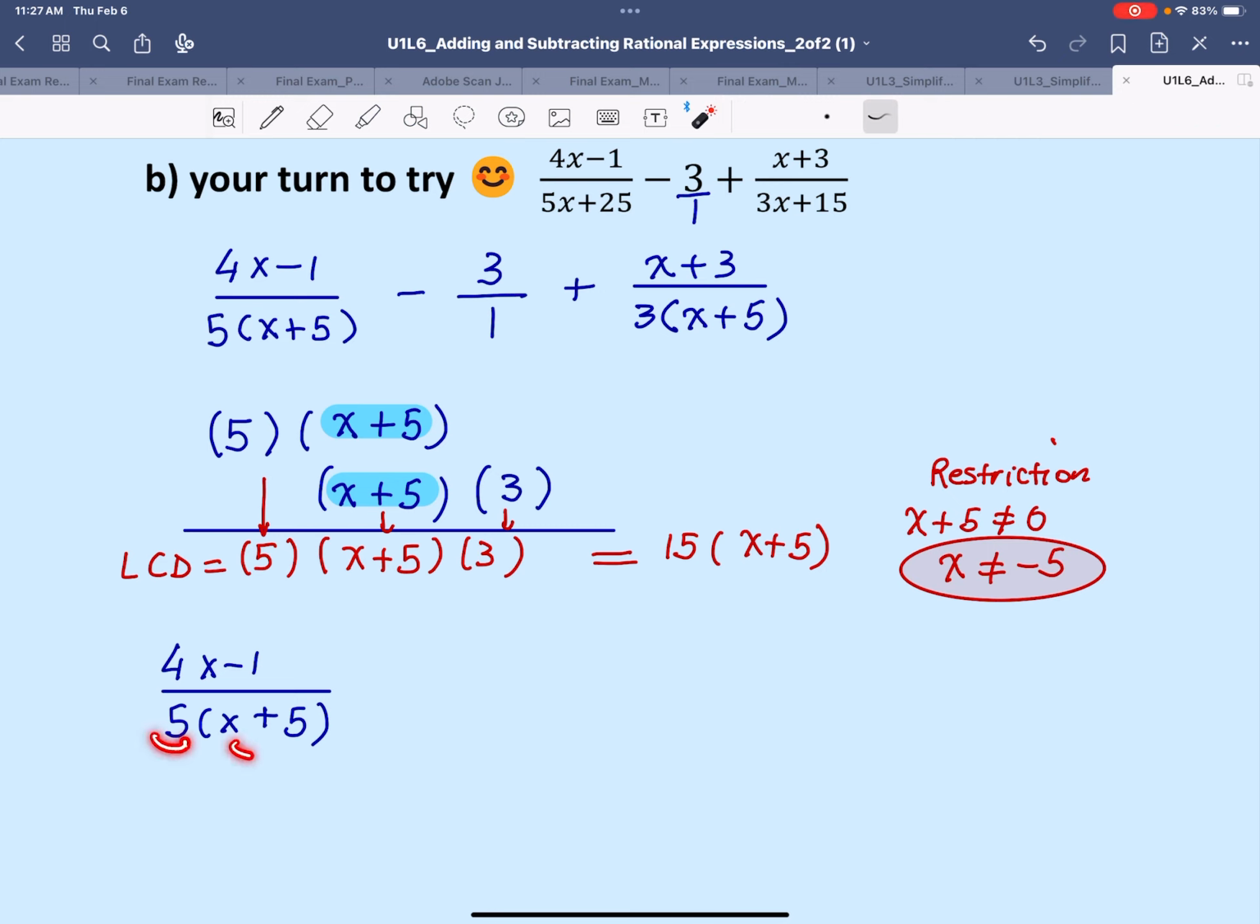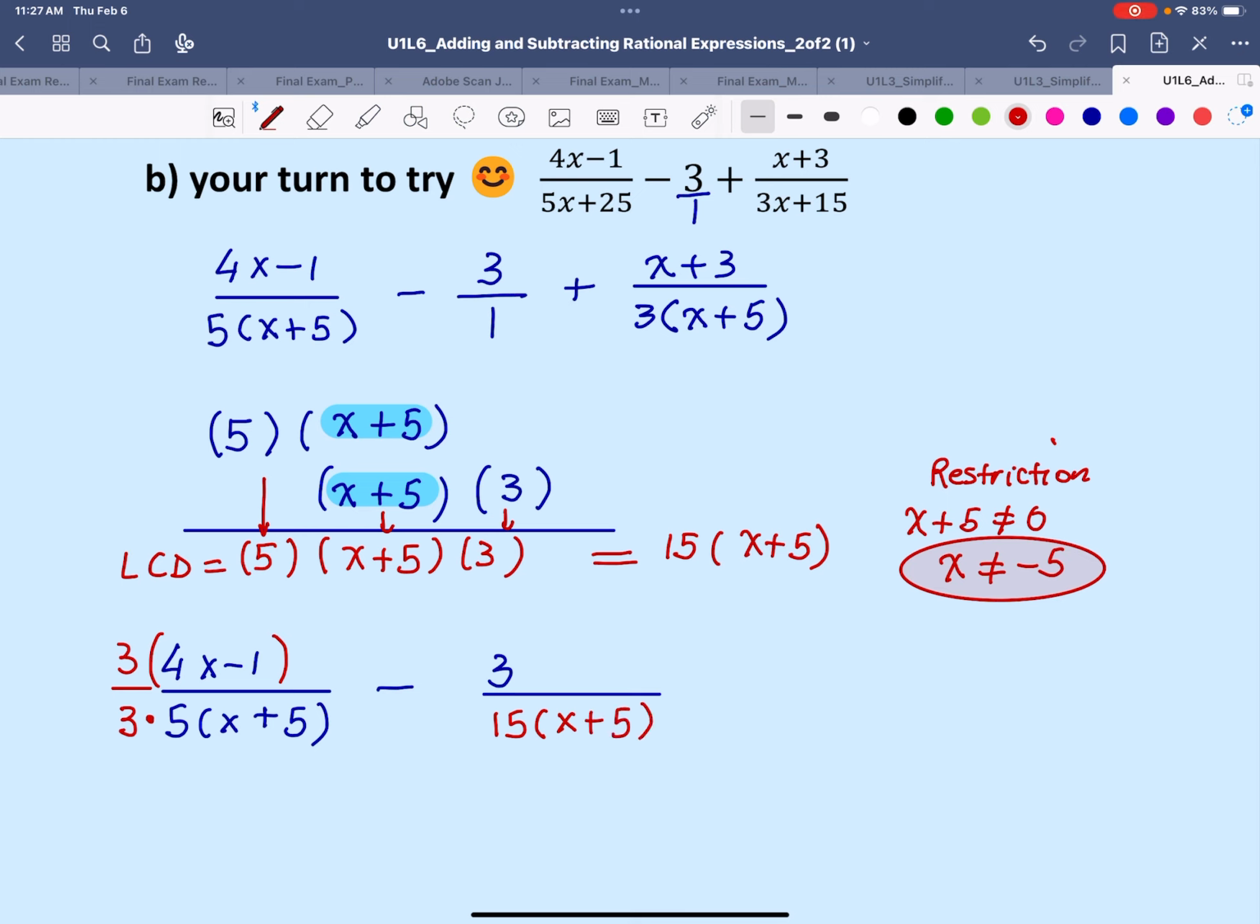So the denominator is 5x plus 5, which means that to make it 15, I need to multiply it by 3. So to multiply the denominator by 3 means I have to do the same to the numerator. And since you have a binomial in the numerator, be sure that the binomial stays in brackets, and every term in the binomial this way will multiply by 3. Then we have minus. Here we have a denominator of 1, which means that we need to make this denominator into a 15, x plus 5, and we'll multiply by 15 x plus 5, the numerator as well.